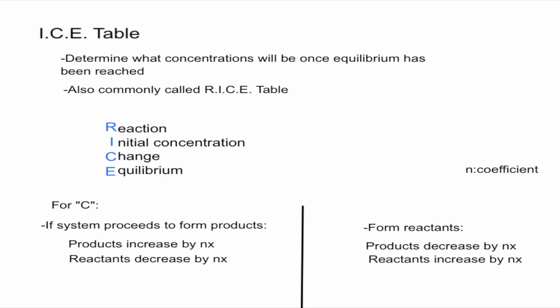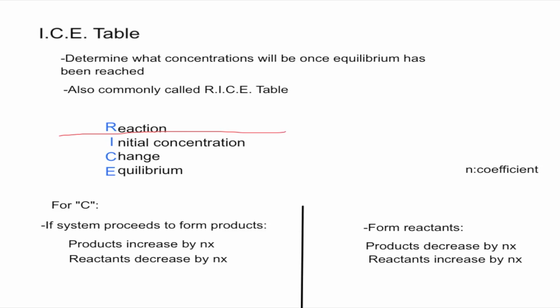Now, if you go with the ICE method, that's what you're used to, you can just omit the R part. But that is basically just a little bit more organization. So R stands for reaction, meaning you simply write the reaction, the reactants and the products. I stands for initial concentration, that is the initial concentration of the reactants and products as well. C stands for change, and E stands for equilibrium, which is just the final concentrations, or the concentrations of the products and reactants at equilibrium.